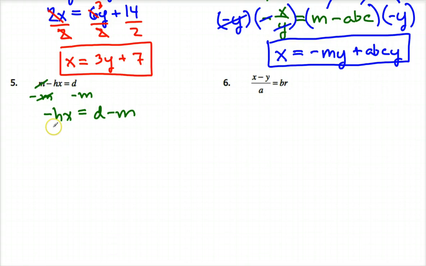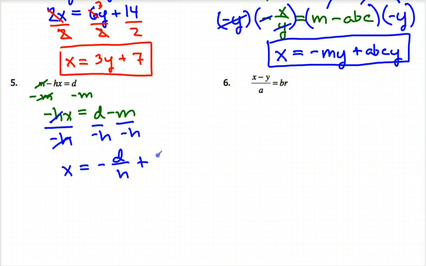And then if I divide everything by this negative h, since it's negative h times x, that will get the x by itself. So now I'm going to get this. I'm going to get x equals, this will be a negative d over h, since I'm taking this positive d divided by negative h. And then I have a negative over a negative here, so that's going to give me a plus m over h.